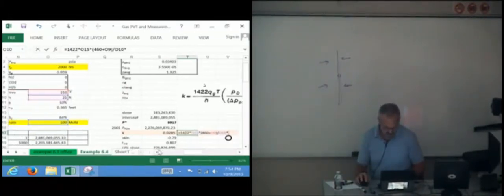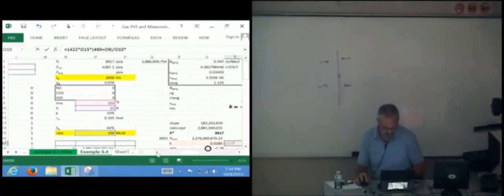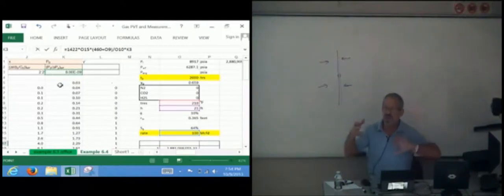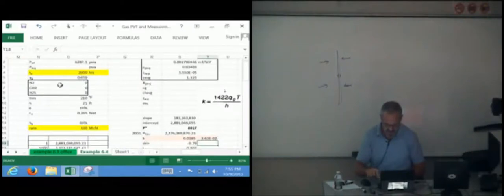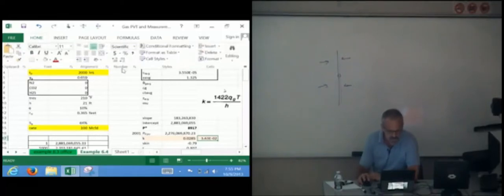Now, there's always a possibility I have this upside down, but I think that's this number right here: P sub D over delta pseudo pressure. That's how I converted my P sub Ds. And let's see what I get. I get a slightly different number. Okay.